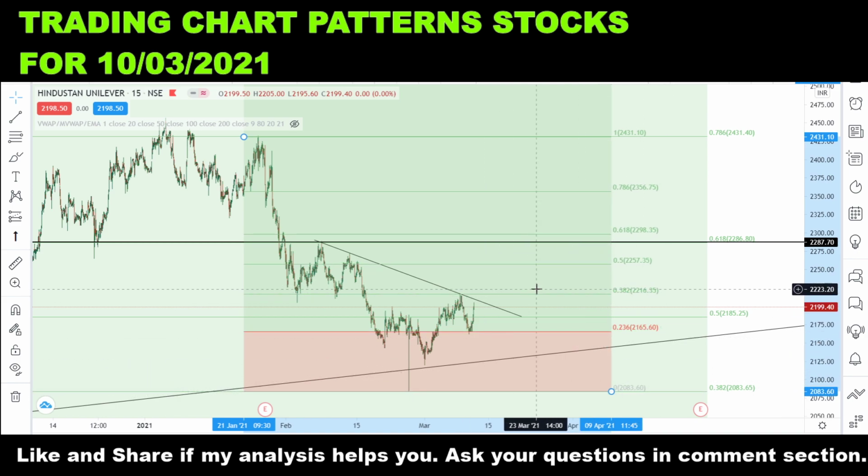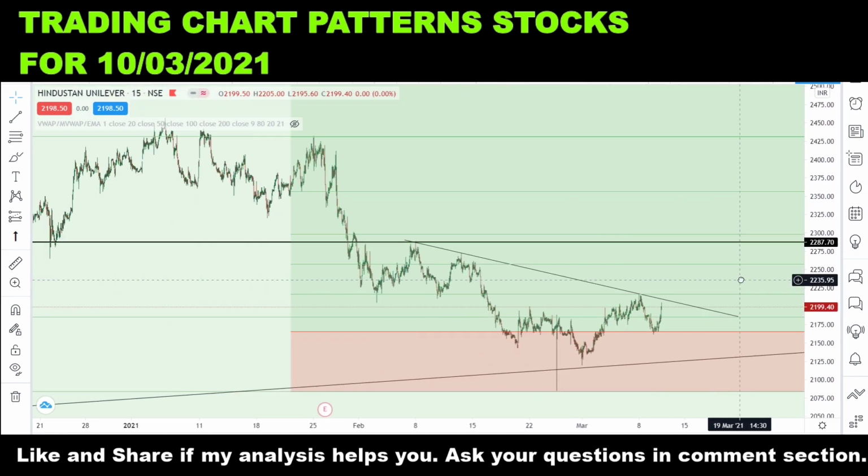It will be a good resistance, and if the stock manages to close above 2216, 2217 rupees, and if it sustains above the 2217, 2218 level, then only we will consider buying this stock. In the first half, I mean before 9:30, 9:35, 9:40, if the stock goes above 2218, 19 rupees, then only we will consider buying this stock with the stop loss of 2190, or you can say 2195.